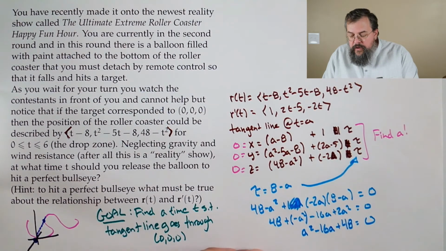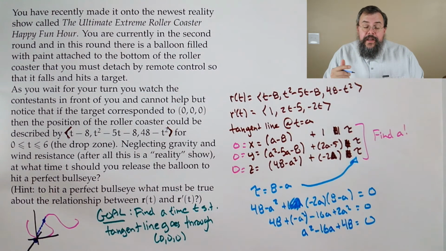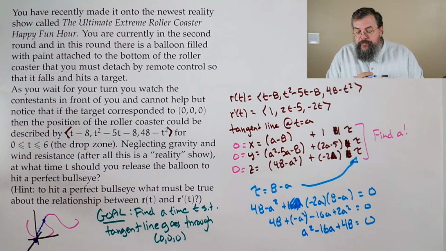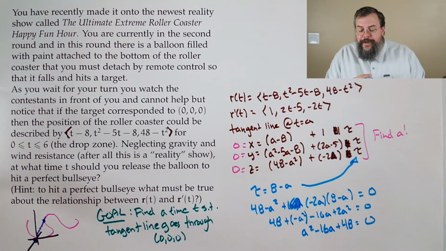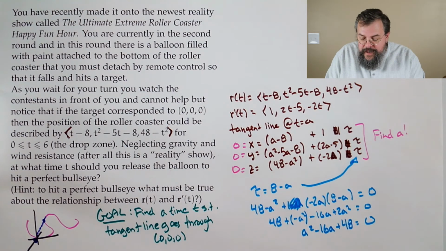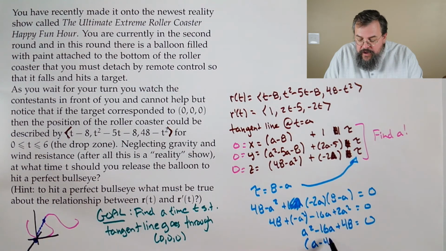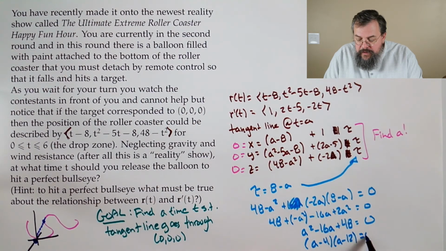So what are we looking for? We're looking for two numbers that when we multiply them together, we get 48, but when we add them, we get 16. Well, 48: 6 times 8? No, that's not going to work. 24 times 2? No, that's way too high. 4 times 12? Yeah, that's the one. So this becomes A minus 4, A minus 12 equals 0. That gives us candidates: A equals 4, A equals 12.